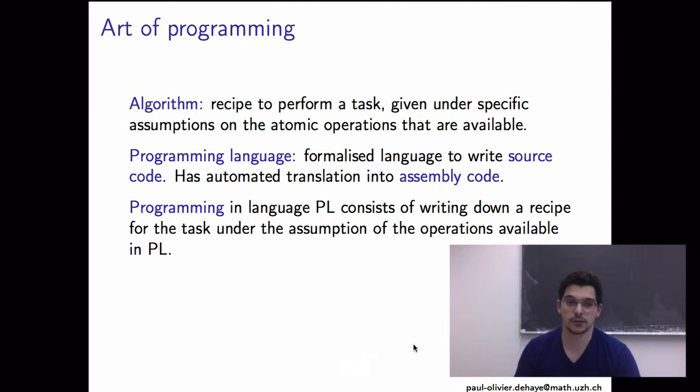Okay, so now I want to talk about the art of programming. An algorithm, I remind you, is a recipe to perform a task given under specific assumptions on atomic operations that are available. A programming language is a formalized language that can be automatically translated into assembly code. So what is programming? Well, programming in language PL consists of writing down a recipe for the task under the assumption of the operations available in the programming language.